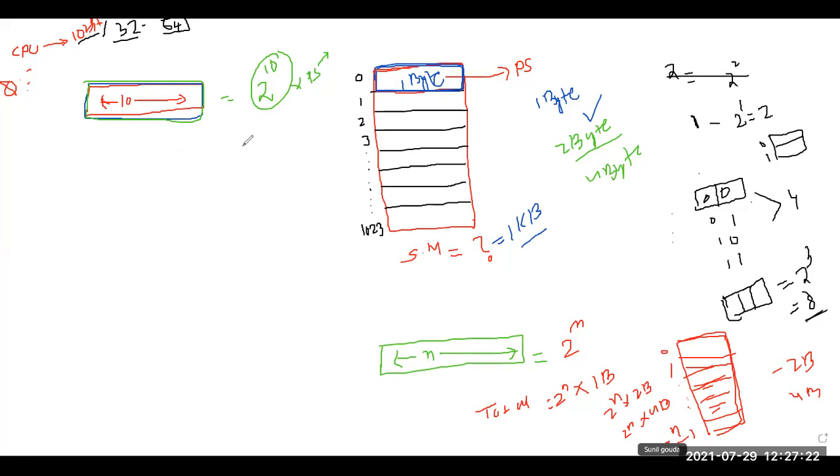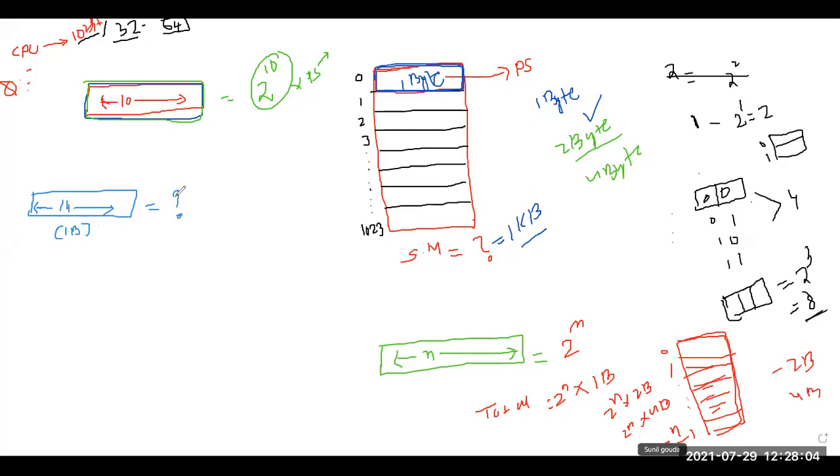Now suppose the CPU is supporting a maximum of 14 bit. What I'm saying is, the CPU is supporting a maximum of 14 bit. That means the CPU is using 14 bit registers for address generation. And my system is byte addressable. That means each of these blocks is 1 byte. Then what will be the maximum memory supported? What is the maximum memory supported?